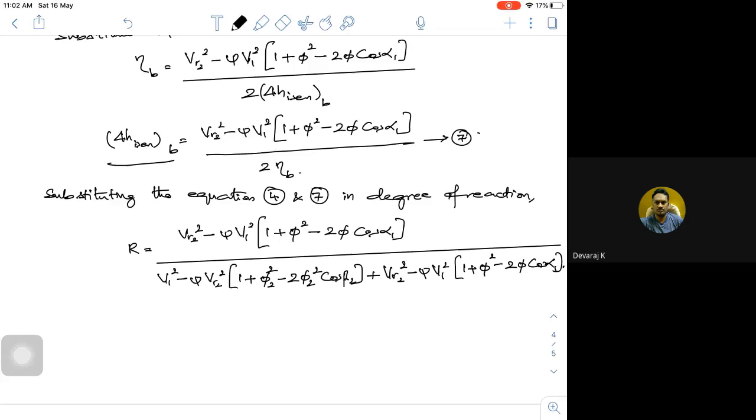So I can simplify further. If you want, I can simplify further or leave it as it is. This will be your final expression for your system.